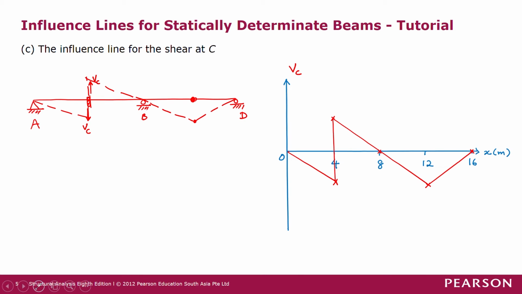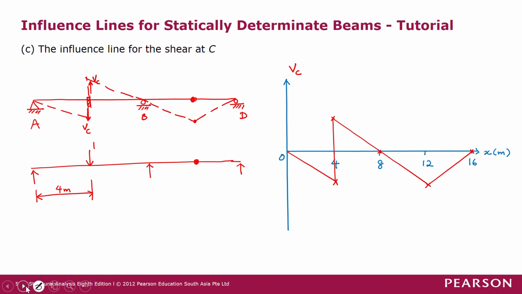In this case, we know that one of the key values is at 4 meters. So we place 1 unit force at 4 meters here, which is at point C. Then we determine the reaction at point A, the reaction at point B, and the reaction at point D, where we still have a natural hinge there. So this 1 unit force is placed at 4 meters.